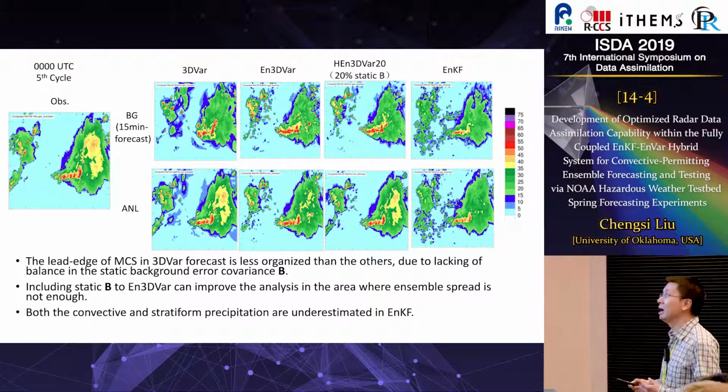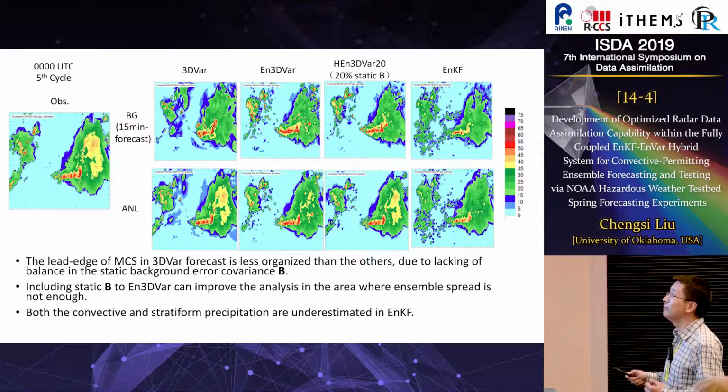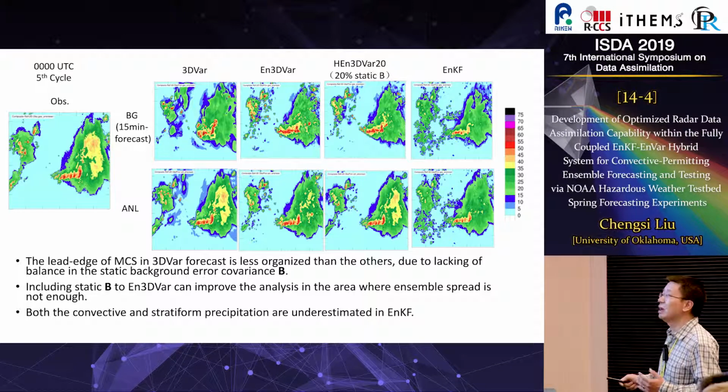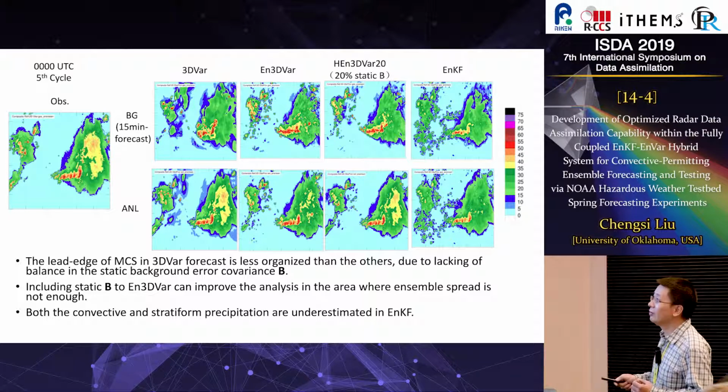This is a CV log Q analysis and forecast. If we add the hybrid, I mean the 20% static B, to the EnVar, in this area we found a small spread. We don't have enough spread, so EnVar is actually missing this stratiform precipitation area, so they underestimate the reflectivity. But if we add the static B to the EnVar, I mean the hybrid, we can see a good analysis in this area. For EnKF, we found both the convective and stratiform precipitation are underestimated compared to the EnVar.